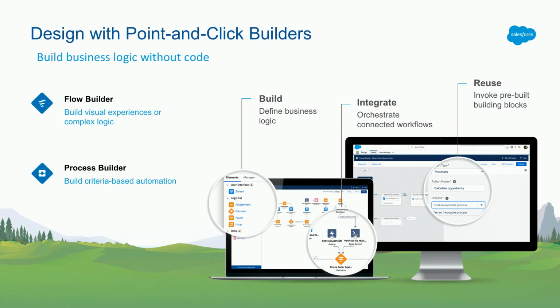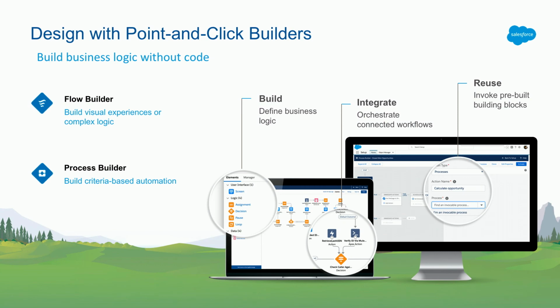So we have two different builders. We have the flow builder and the process builder. Flow builder is for you to build that visual experience where you can have multiple different screens and a complex logic behind it. Our process builder is a criteria-based builder that allows you to automate those back-end logics, similar to if this, then that.